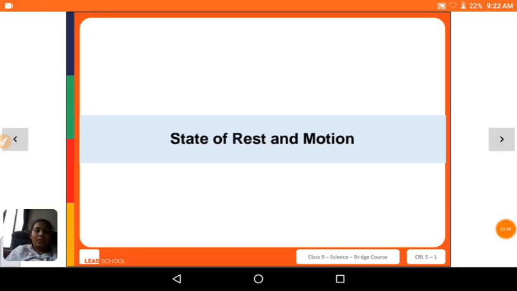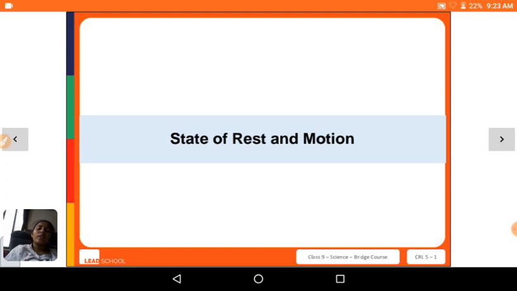In the first unit of physics in class 9th, we are going to study how to describe motion. So let us recall what we know about the state of rest and motion. We studied in previous classes. If I say, look at the sofa you are sitting in, is that sofa at rest or in motion? We can see that the sofa is at rest, it is not moving, right?